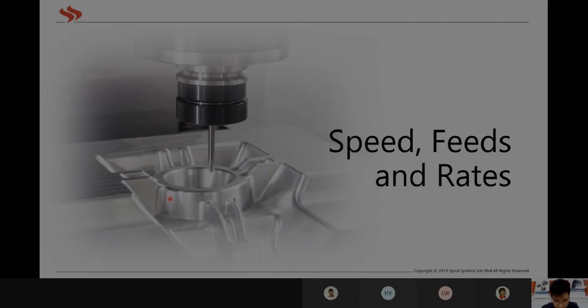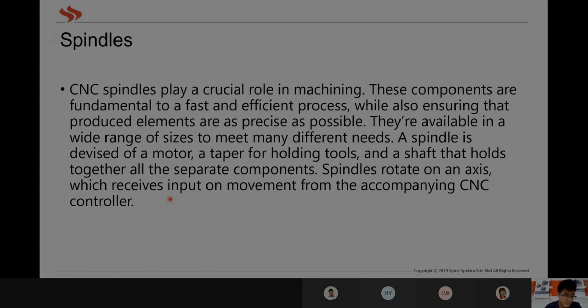Now we move to something more complex: speeds, feeds and rates. This is the only complicated part about CNC machining, but once you get the hang of this, it should be a walk in the park, simple. So we start with spindles.